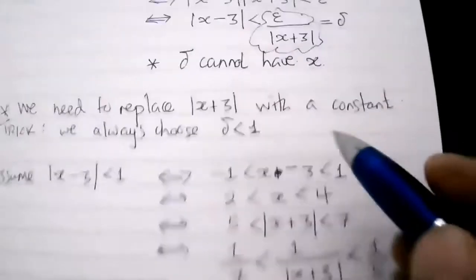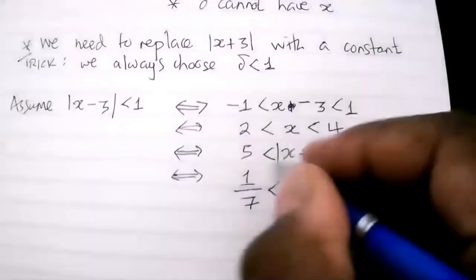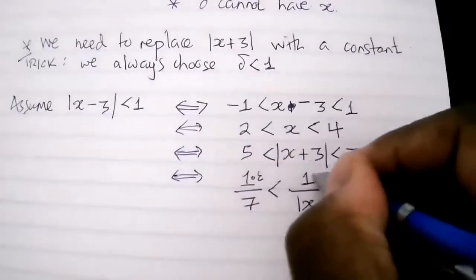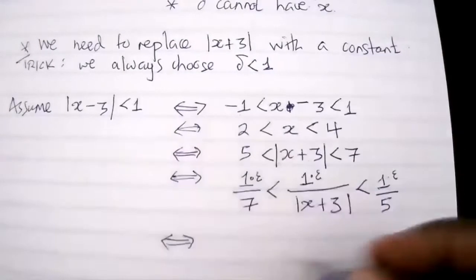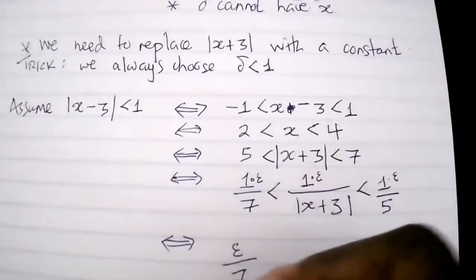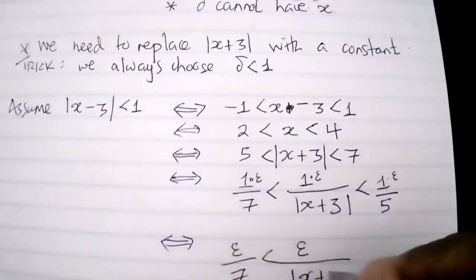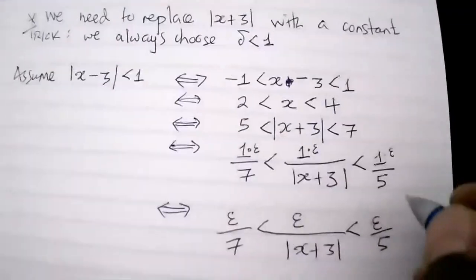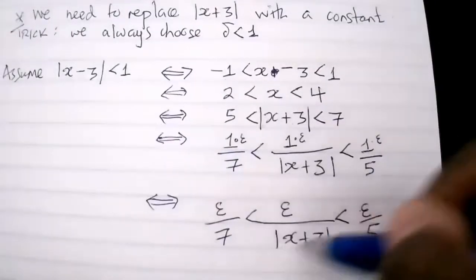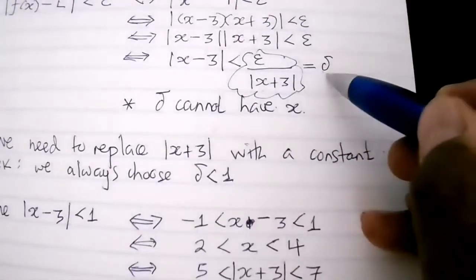So what is missing now? What is missing is just the epsilon. If I now multiply everywhere by epsilon, then I end up with epsilon over 7 less than epsilon over absolute x plus 3, less than epsilon over 5. And voila, this now looks exactly the same as our delta here.